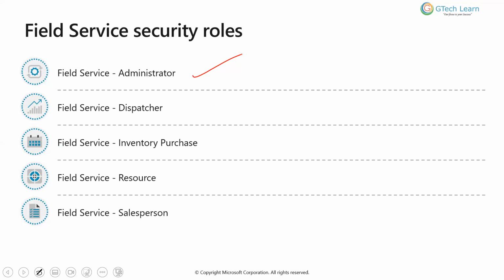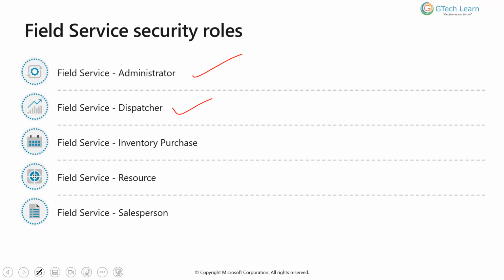Then we have another role called Field Service Dispatcher. This role should be assigned to those users who work in dispatching, just to make sure which work order needs to be assigned to which resource.